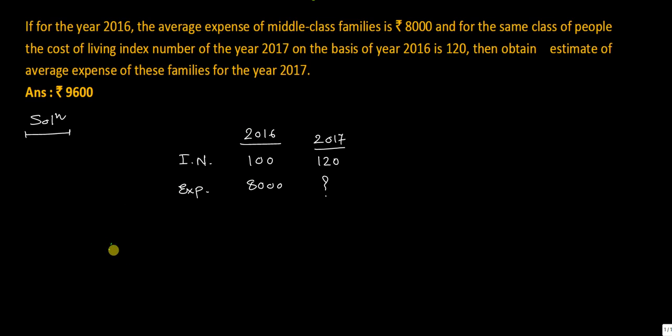Therefore expense of the year 2017 equals, by cross multiplication, 8000 multiplied by 120 divided by 100. Zeros cancel out. 12 into 8, 96 and 20.